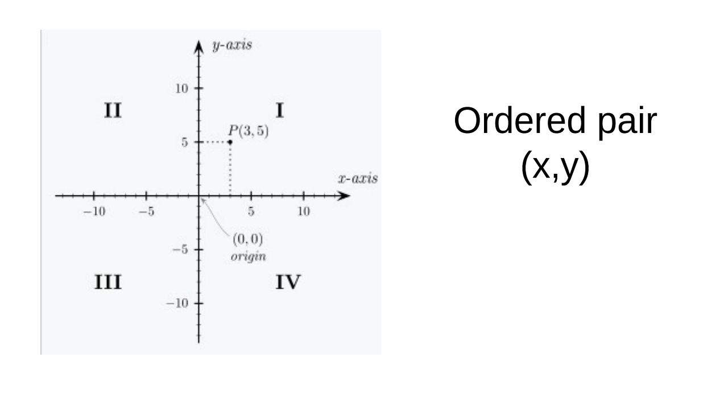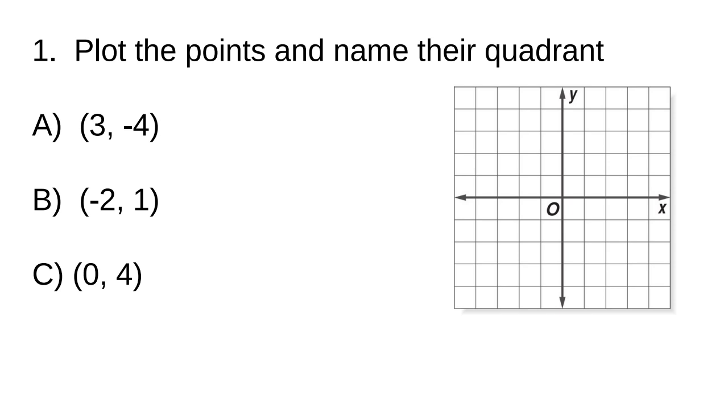Let's try some. Let's plot these 3 points and name the quadrant that they are in. The first point is (3, -4). So we're going to go 3 in the x direction. That's this way, over 3. And then we are going to go -4 in the y direction, which means down 4. So if we go over 3 and down 4, we are right here. So that is point A. We'll label it with that.